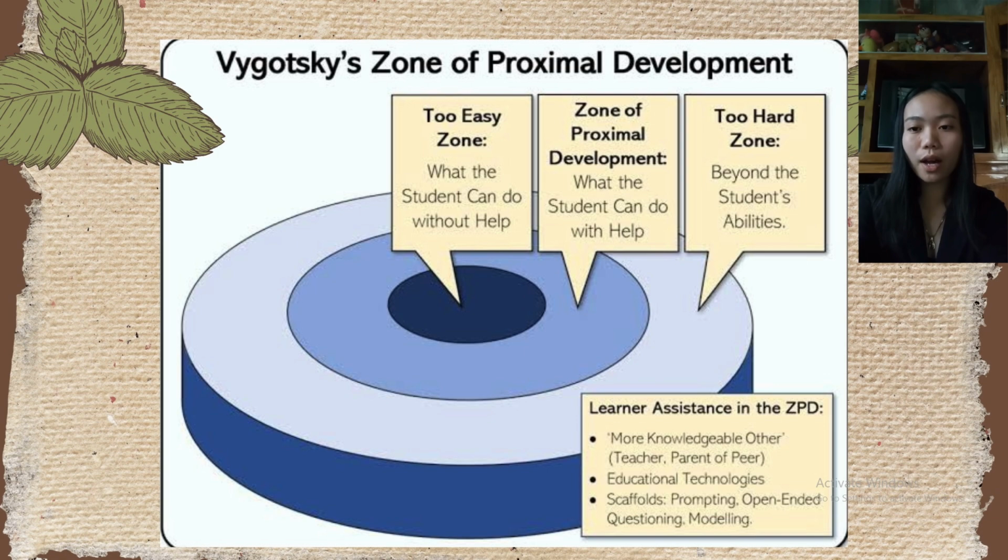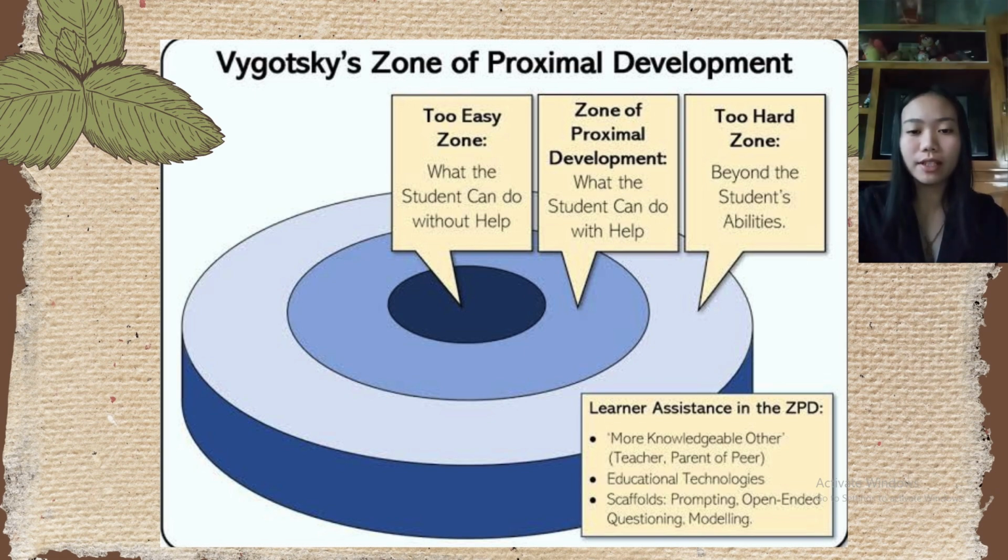The illustration also highlights various forms of learner assistance within the ZPD. These include the more knowledgeable other. It can be teachers, parents, or peers who can provide support and guidance. Next is educational technologies. Technology can be used to provide instruction, feedback, and scaffolding. The last one is the scaffolds. These are techniques that provide temporary support to learners, such as prompting, open-ended questioning, and modeling. Vygotsky's theory emphasizes the importance of social interaction and collaboration in learning.